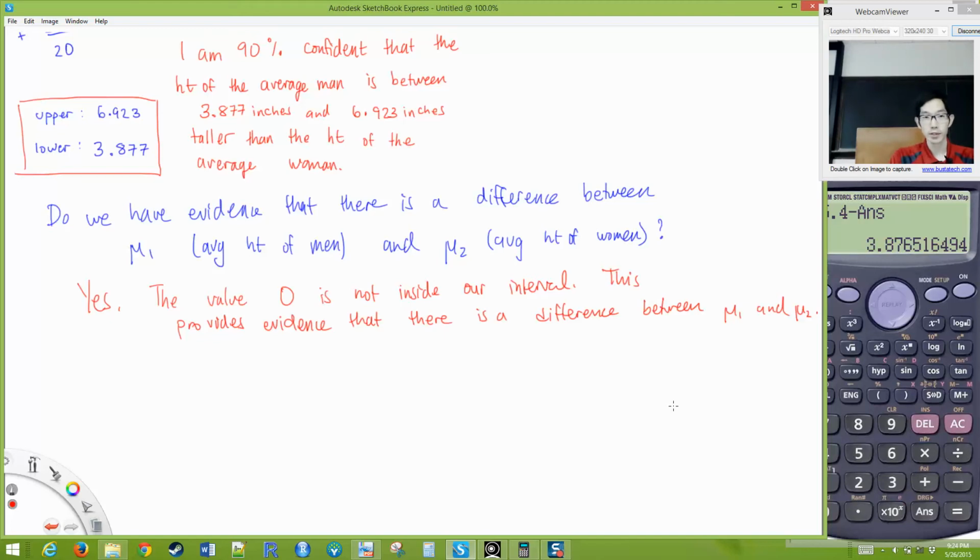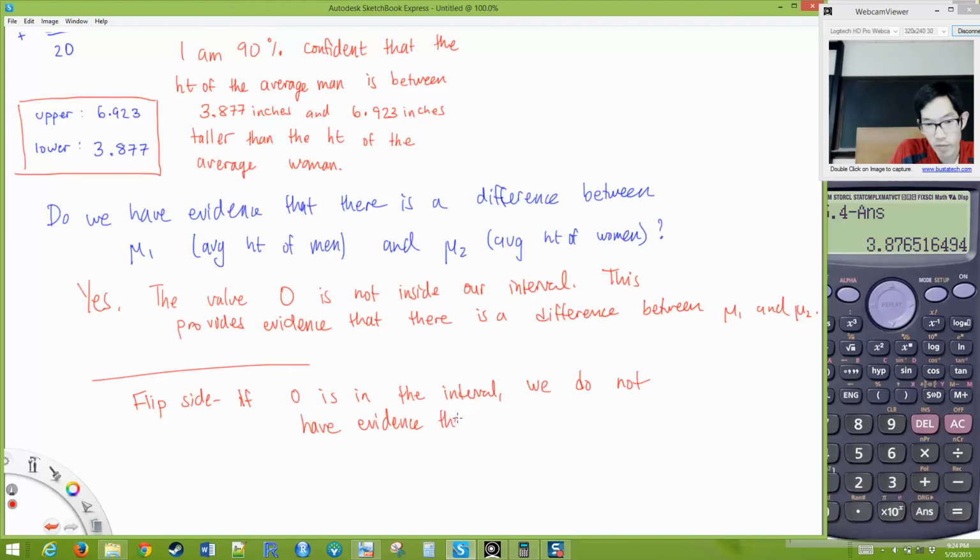Is this okay? So on the flip side, if 0 is in the interval, we do not have evidence of a difference between mu1 and mu2.